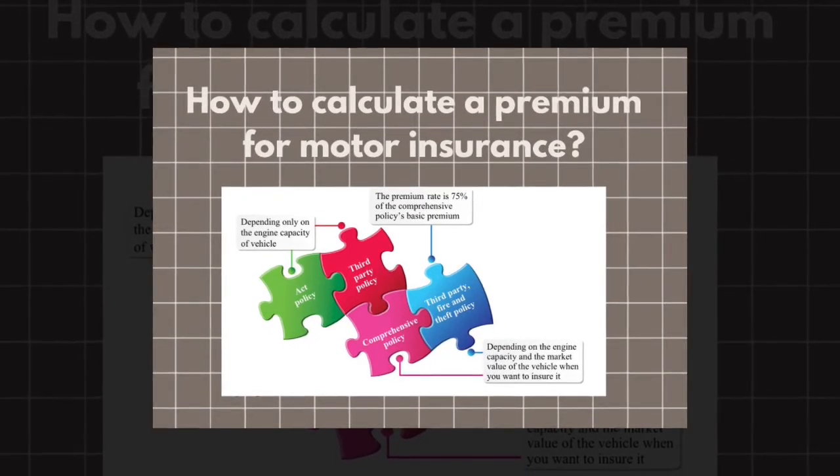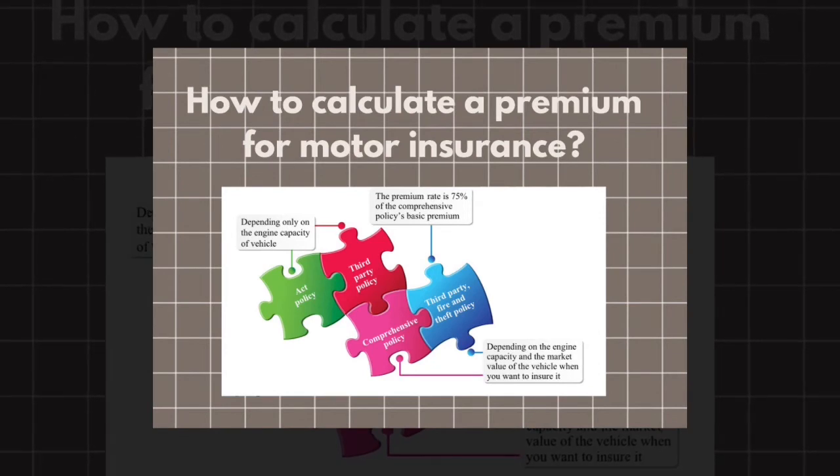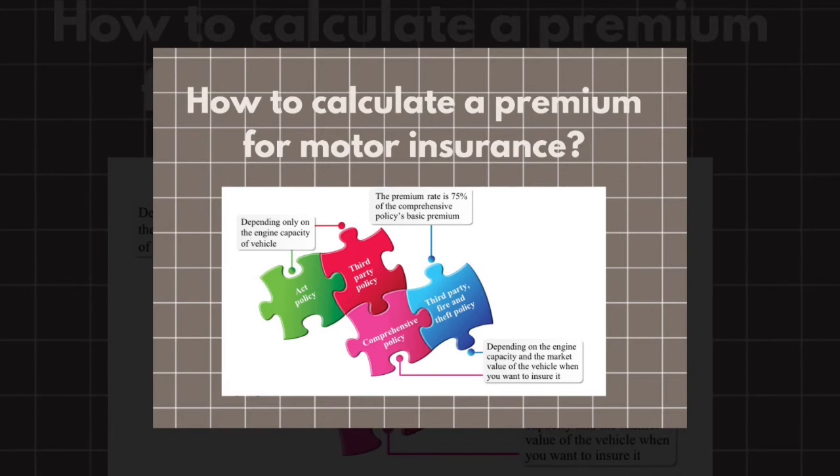Next, how to calculate a premium for motor insurance. Act policy and third-party policy depend only on the engine capacity of the vehicle. Comprehensive policy and third-party fire and theft policy depend on the engine capacity and the market value of the vehicle when you want to insure it.